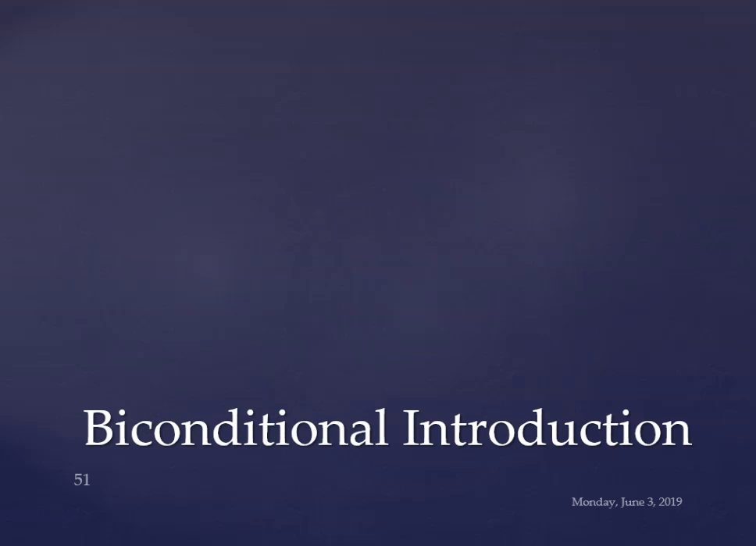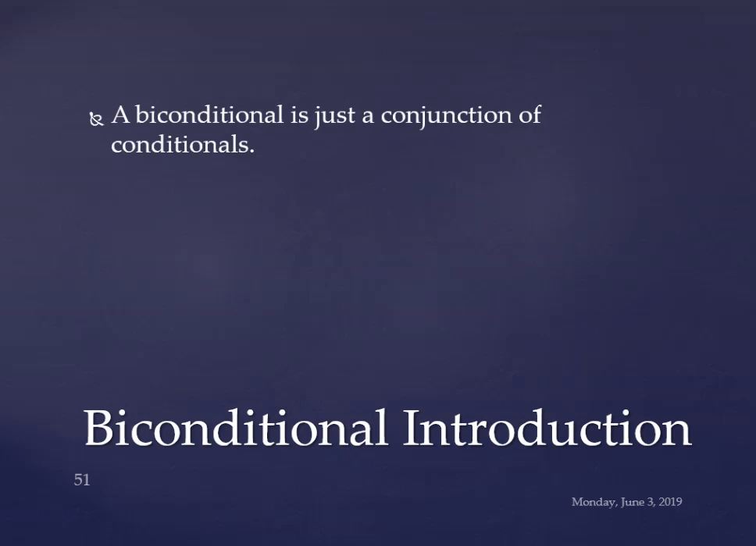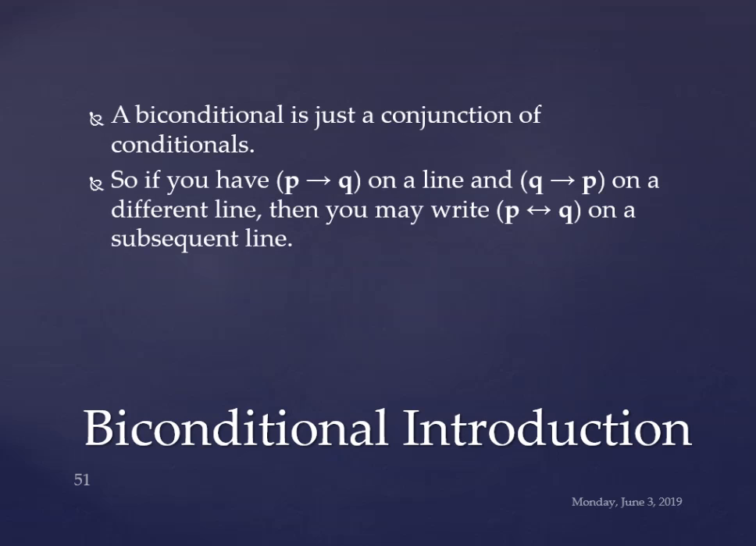Let's talk about biconditional introduction. Remember, a biconditional is just a conjunction of conditionals. Think of it this way: suppose that you had P arrow Q on a line and Q arrow P on a different line. So P is the antecedent and Q is the consequent in one conditional, and in the other conditional, Q is the antecedent and P is the consequent.